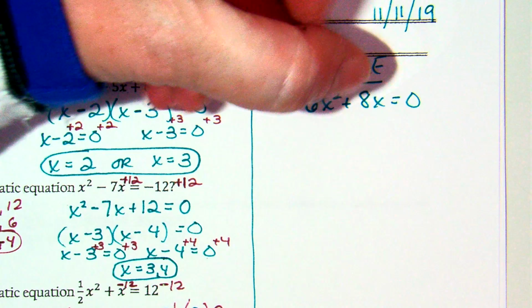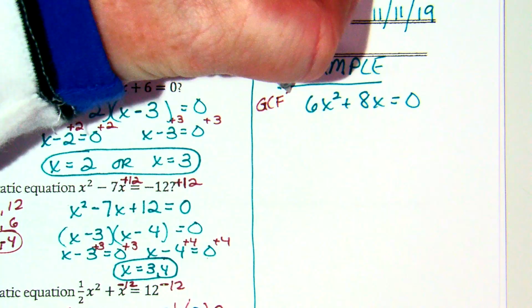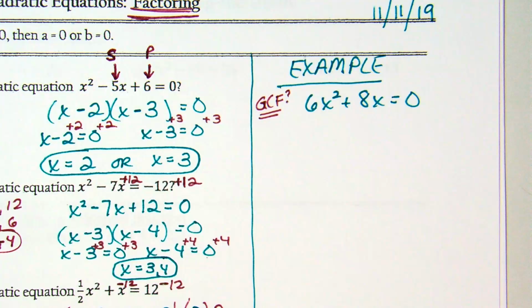Yeah. I probably should have been asking you that all along. But the question you should be asking yourself, is there a GCF, greatest common factor? Because this isn't in our typical product and sum setup. There's no C term, so we can't think product and sum. What's the GCF between 6x squared and 8x?